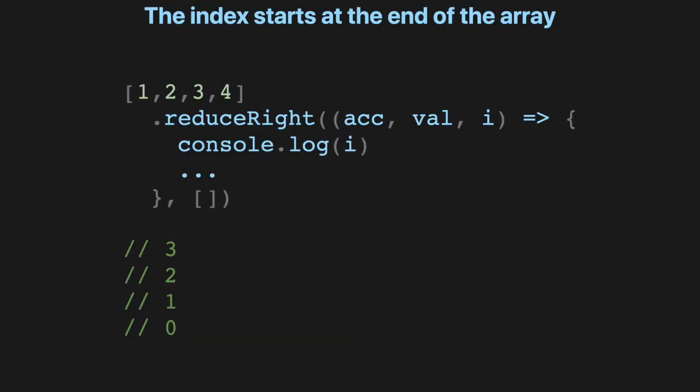So another thing of note is that the index that you have access to in the reducing function starts at the end of the array as well, right? It kind of makes sense. If you're going to run reduceRight and it's going to start at the number 4 in our example, well, the index of 4 is going to be 3. So if you notice below, if we console.log the current index in the reducing function, we would get 3, then 2, then 1, and then 0.